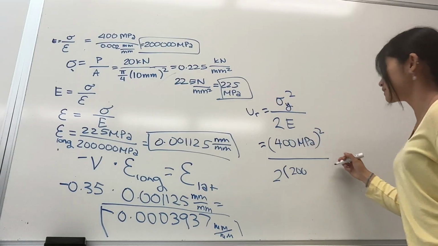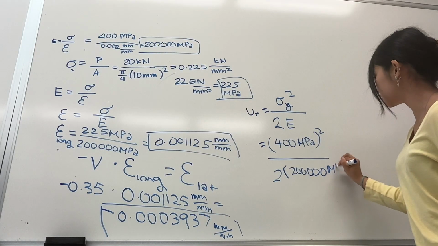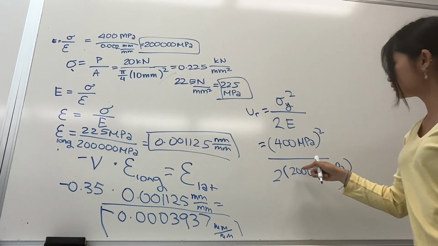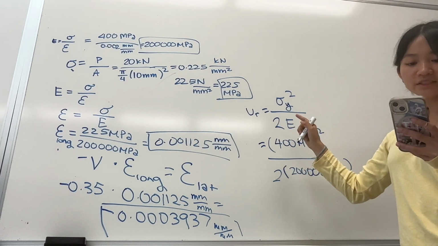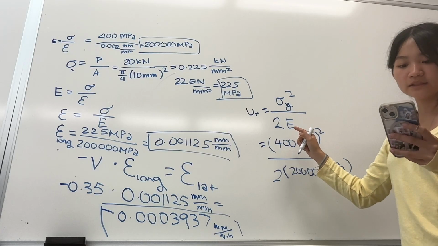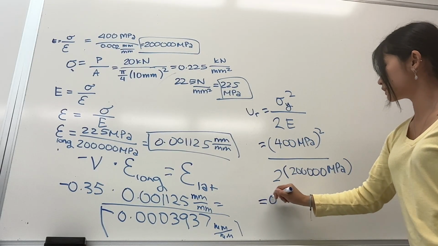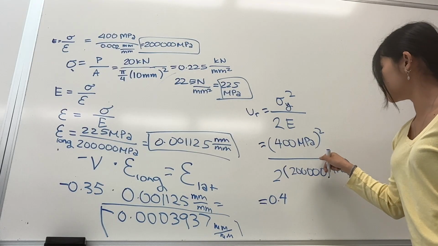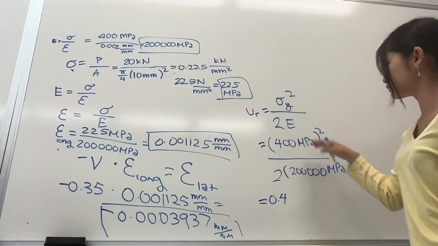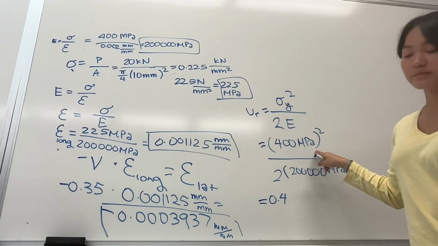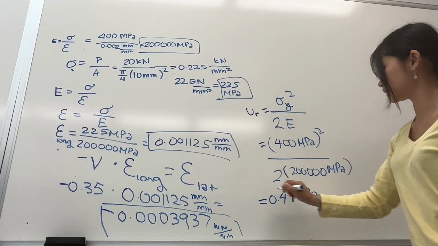200,000 megapascals. Did I say 200? 1,000 megapascals. So this is our modulus of resilience. And then solving for that, we get 0.4. This is megapascal squared, and this is megapascal. So when we cancel, that leaves megapascals on top. So this is 0.4 megapascals.